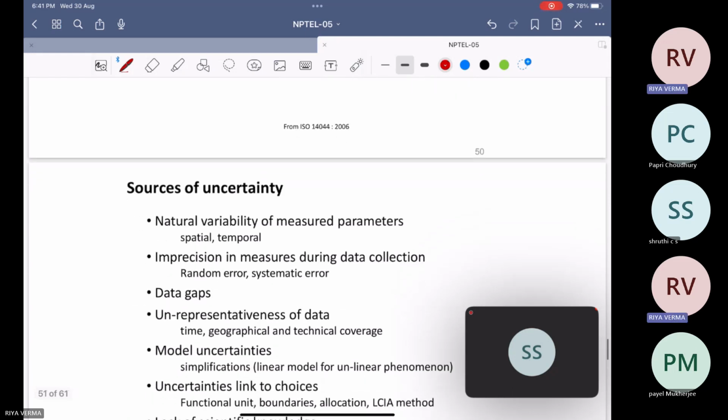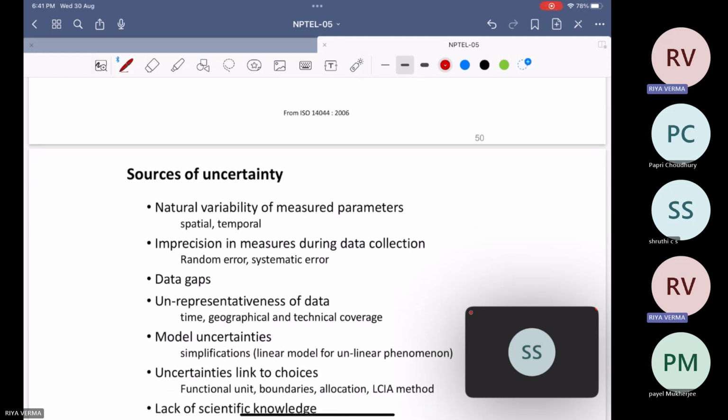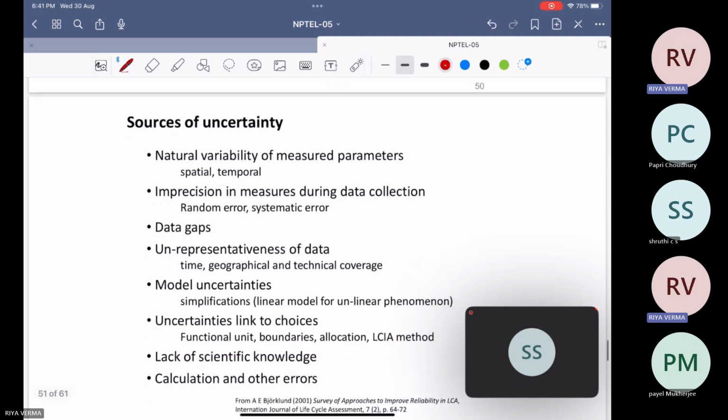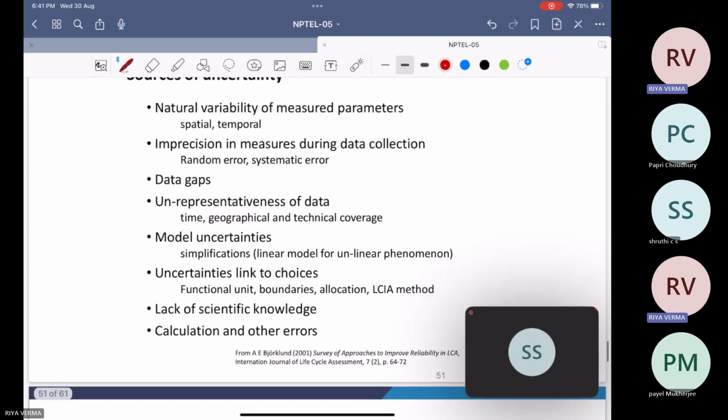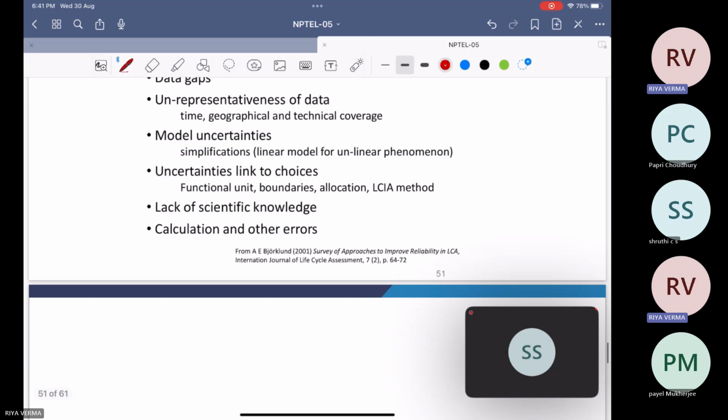Now, the sources of uncertainty in the data. What are the different sources of uncertainty that are there with the data? First, we have the natural variability of the measured parameters, that is the spatial and temporal variations. Then, imprecision in measures during data collection, that is random errors or systematic errors. Then, data gaps or the unrepresentativeness of the data, that is the time, geographical, and technical coverage. Then model uncertainties linked to choices, lack of scientific knowledge, and calculation or other errors.